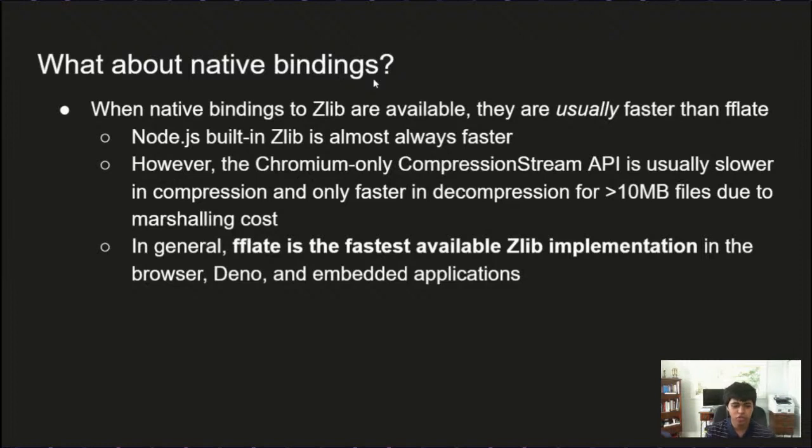But in the case of the Compression Stream API, which was recently announced and is already available in Chrome and Edge, I believe, and some other Chromium browsers, it is actually usually slower for the average case, when you're compressing or decompressing files that are smaller than 10 megabytes, due to the cost of sending the data to the native bindings and coming back into JavaScript. So that means in general, fflate is the fastest available Zlib implementation in the browser, Deno, and any JavaScript environment that doesn't have access to native bindings.